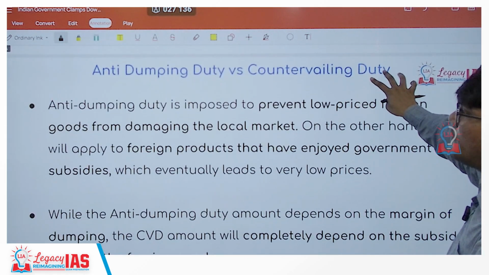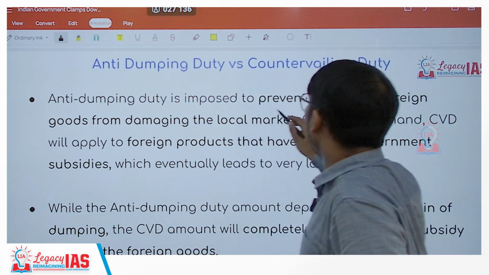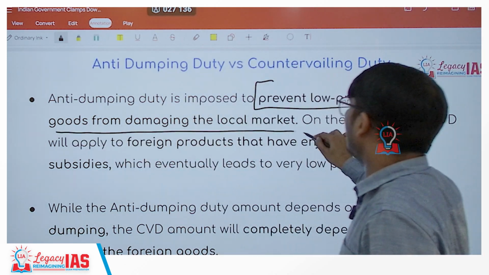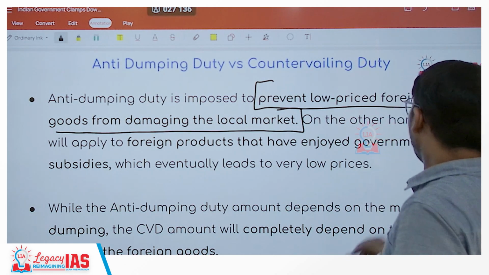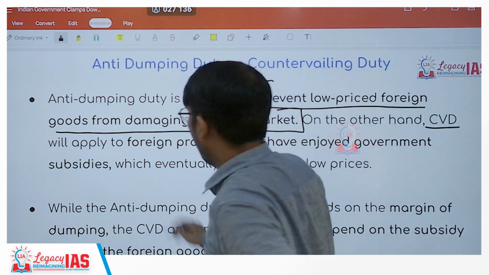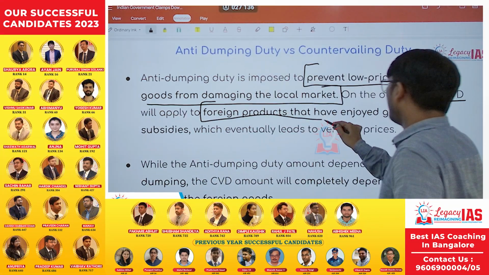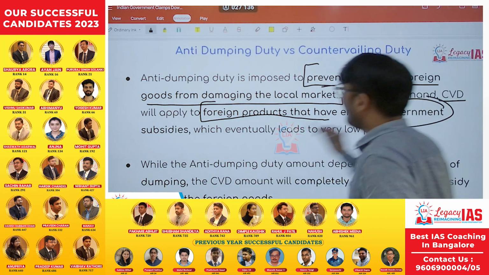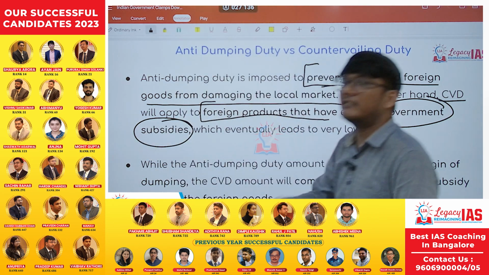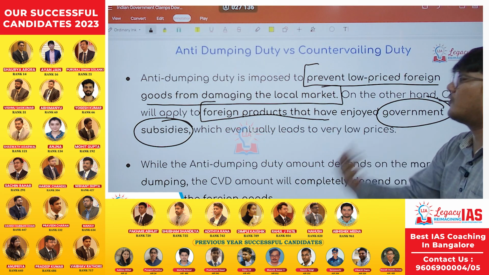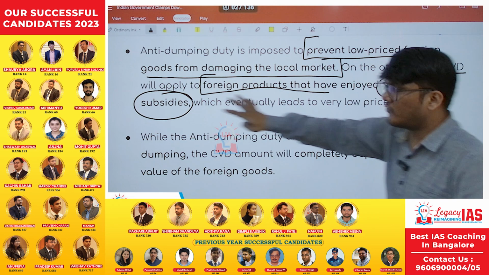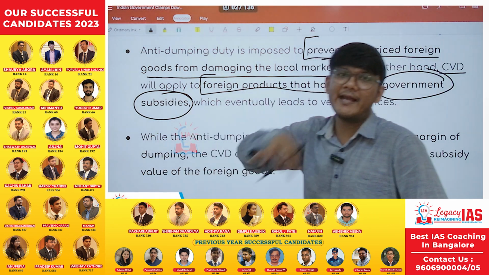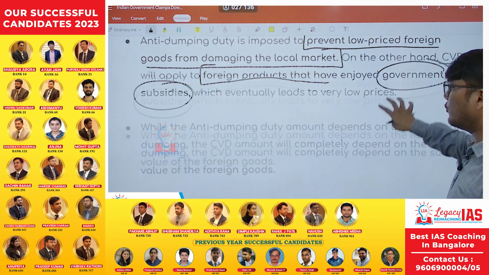Let us see the difference between the two. Anti-dumping duty is imposed to prevent low-priced foreign goods from damaging the local market, right? Whereas countervailing duty will apply to foreign products again, okay? But which foreign products? Those that enjoy government subsidies, the products to which subsidies are given, right? Because the subsidies are given, the prices will be lower. So for such products also you can apply a tariff, and that would be your countervailing duty.